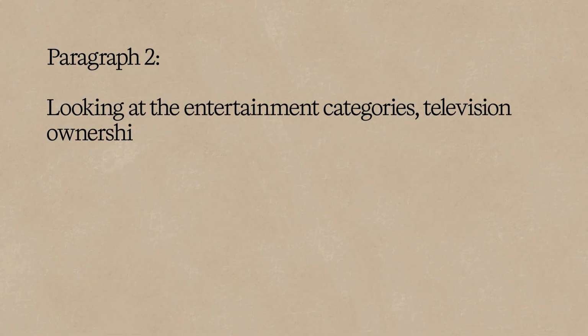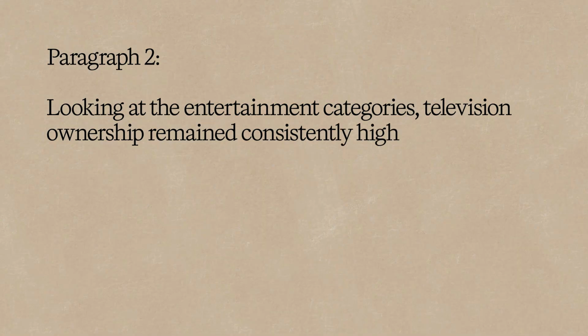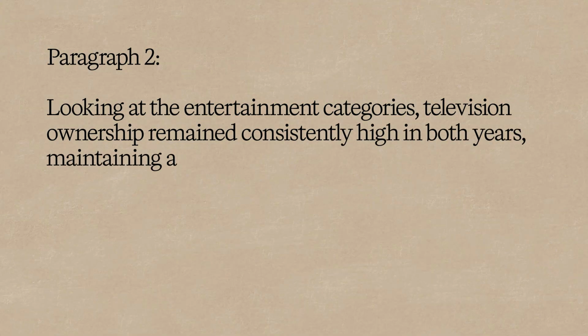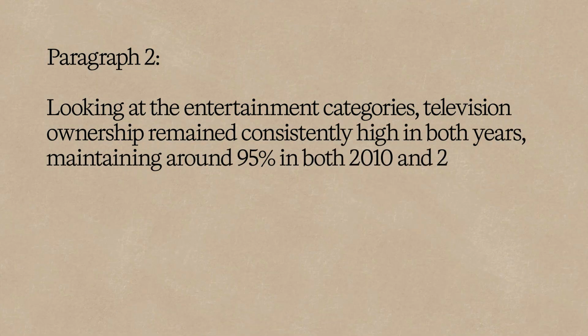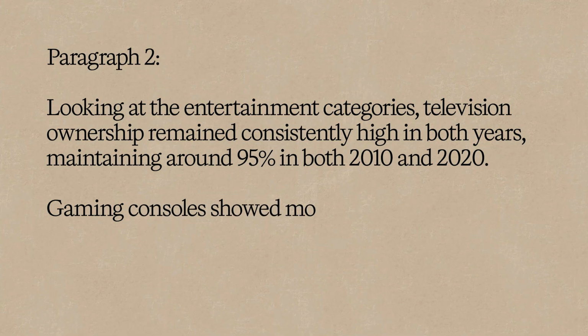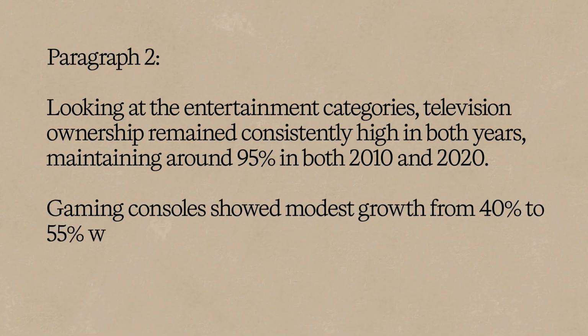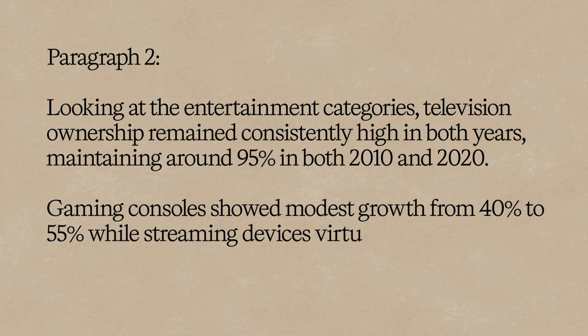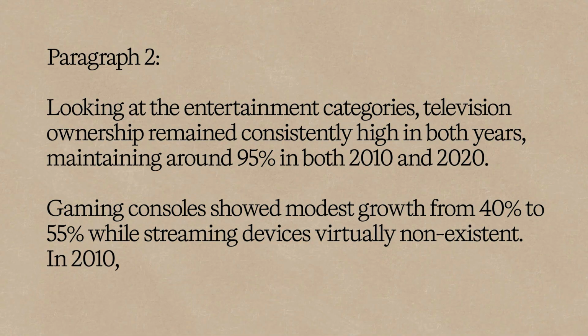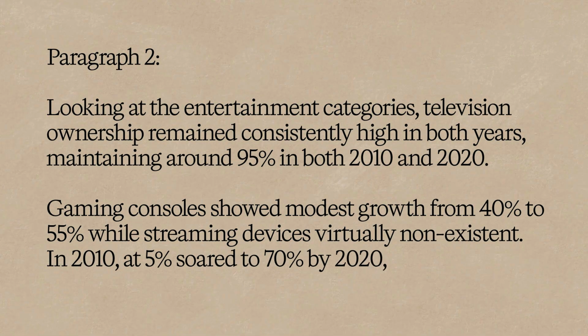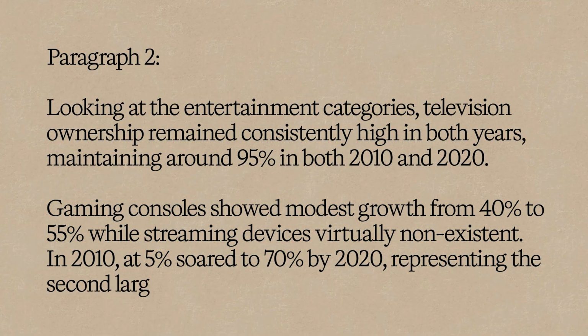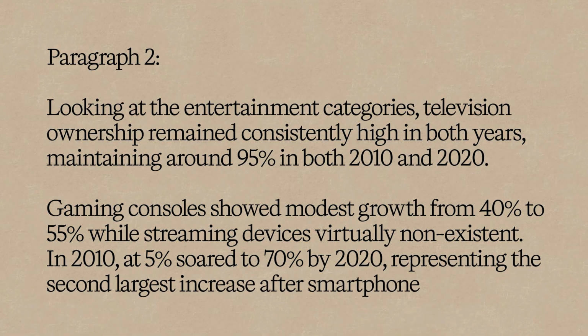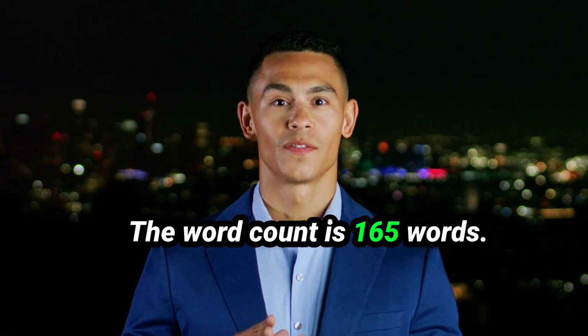Looking at the entertainment categories, television ownership remained consistently high in both years, maintaining around 95% in both 2010 and 2020. Gaming consoles showed modest growth from 40% to 55%, while streaming devices, virtually non-existent in 2010 at 5%, soared to 70% by 2020, representing the second largest increase after smartphones. The word count is 165 words.